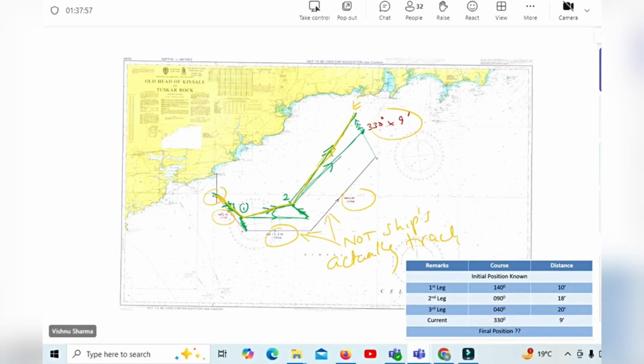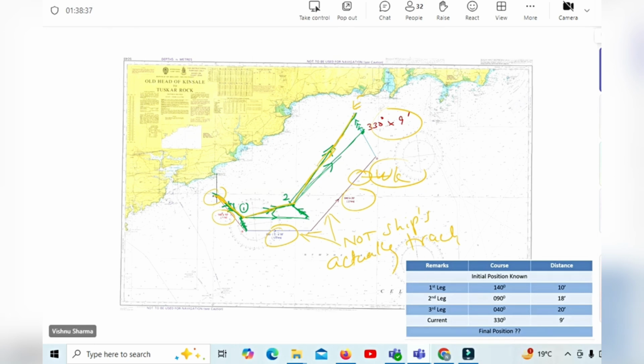Because in one of the points I had written that what you are plotting is not the actual track. Maybe this track is passing over a navigational hazard, but it doesn't matter. My ship has not actually run over it. Tomorrow you should not say, sir, C2D is running over, let us say, a wreck. So the correct way is to apply current for every leg, because C2D is not my actual track. My actual track is the yellow line. That should be safe, right? Is that clear? So the correct way is the second method, to apply current for every leg.